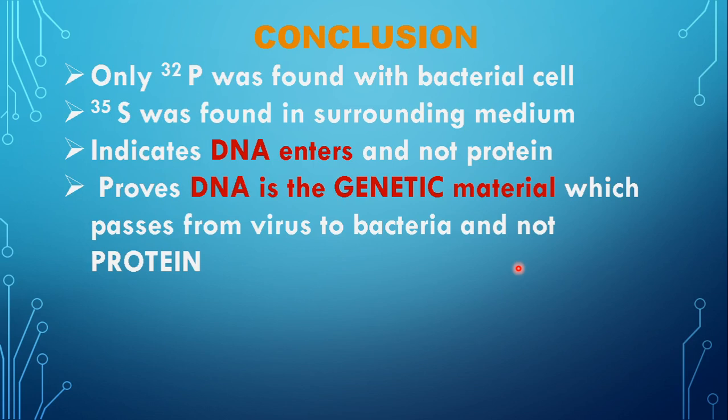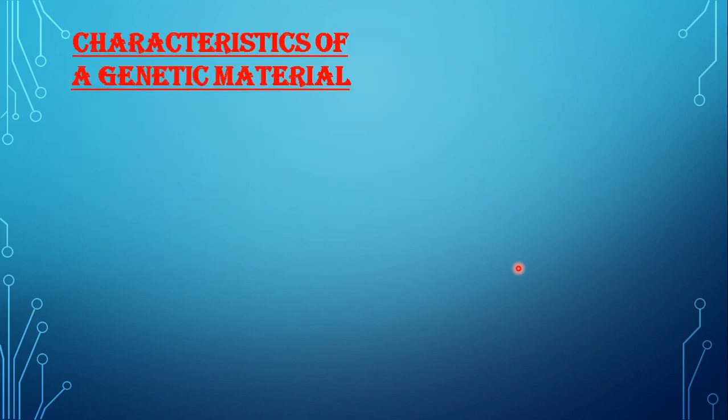Then the conclusion which was arrived at: only phosphorus 32 was found in bacterial cells, and sulfur 35 was found in the surrounding medium, indicating DNA enters and not protein. This proves DNA is the genetic material which passes from virus to bacteria, and not protein. So the final conclusion was this, and till now we accept it.